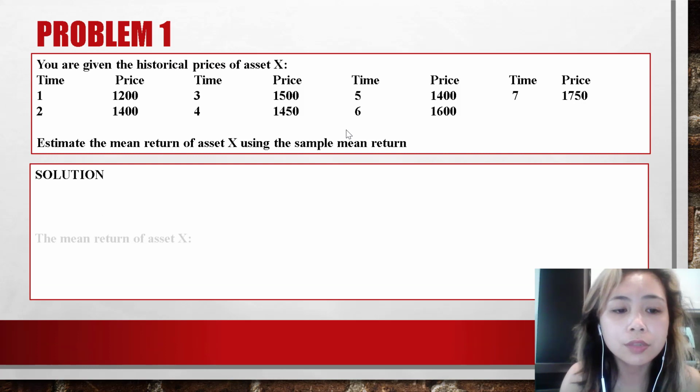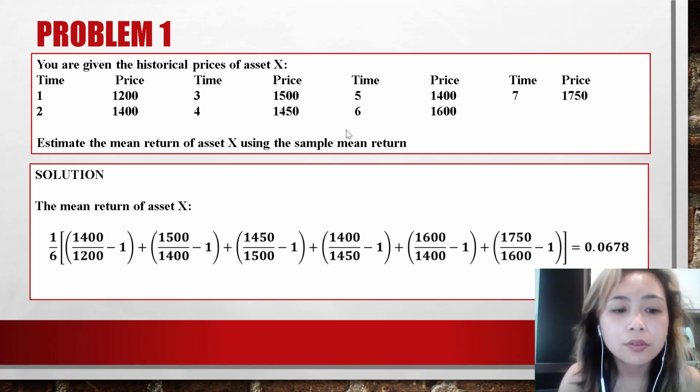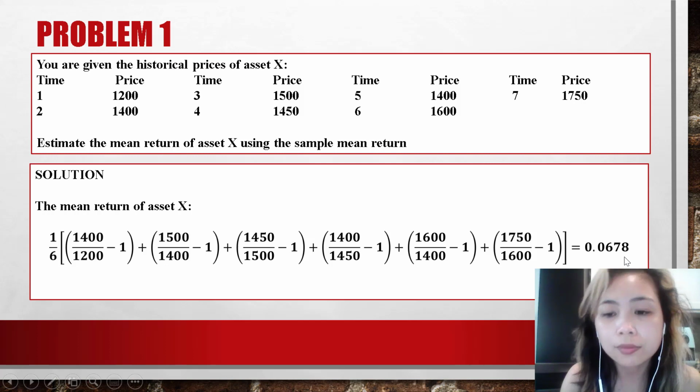Alright, so the solution. The mean return of asset X. First, we sum up the 6 different values of the return. Each return is calculated by taking the next value divided by the previous value, minus 1. Then we take the sum of the 6 values divided by 6. So the mean return of asset X here is 0.0678.